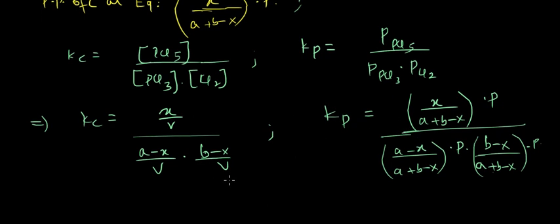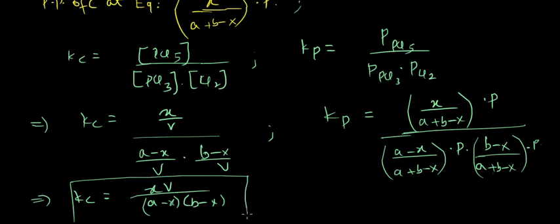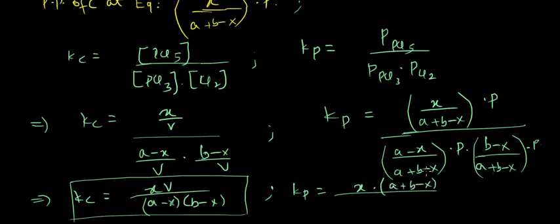From here, just simplifying this mathematical term, we can write Kc would be X times V divided by A minus X times B minus X. This would be the value of Kc. And what would be the value of Kp? So Kp, again we can solve this mathematically, and we can write that Kp would be X multiplied by A plus B minus X, divided by A minus X and B minus X multiplied with P.